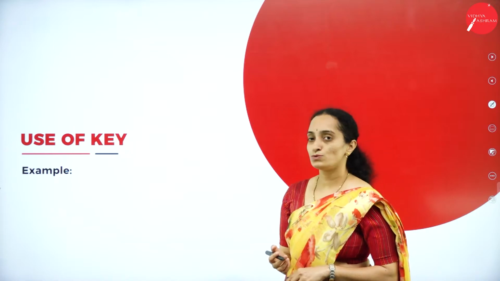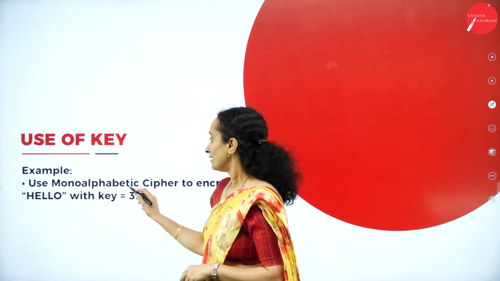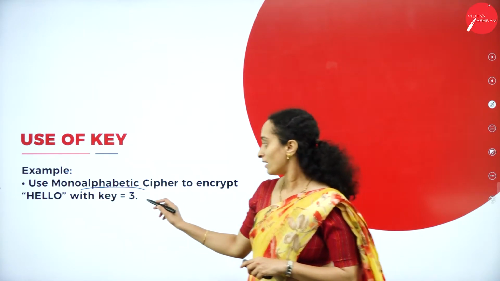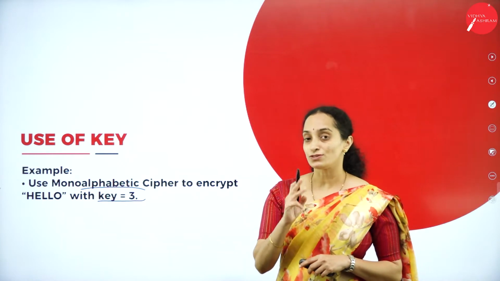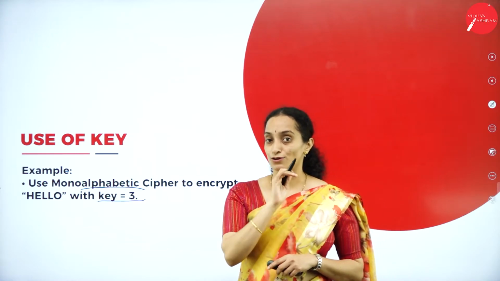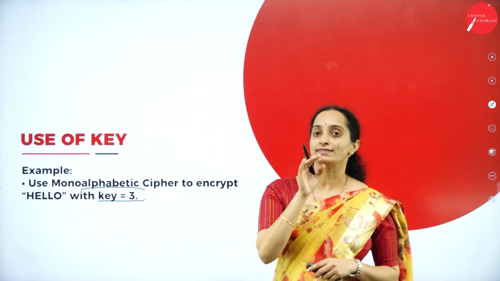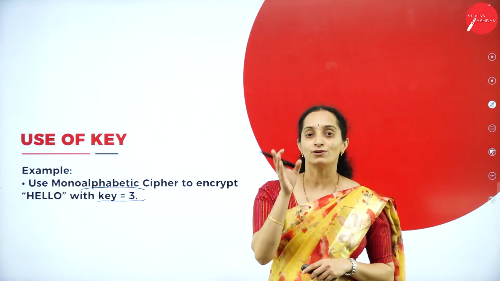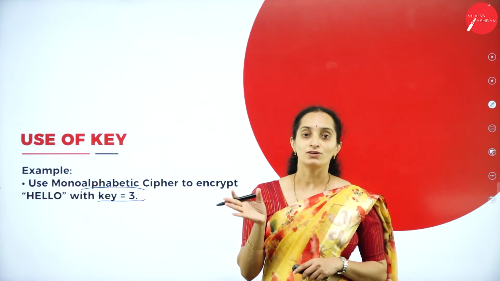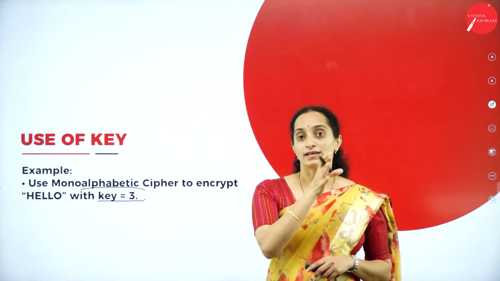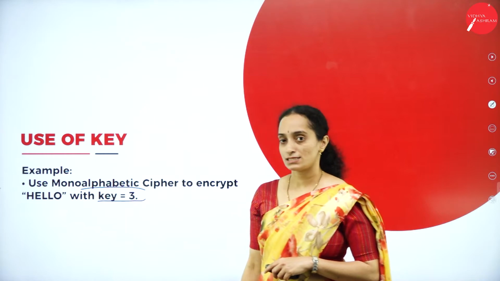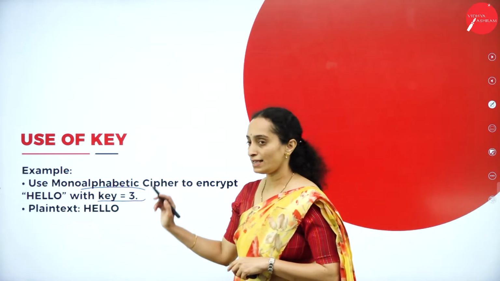What is the use of a key? If you have a monoalphabetic cipher to encrypt the term hello, the key will be 3. That means you need to add 3 to the ASCII value of H, add 3 to the ASCII value of E, again 3 to the ASCII value of L, and 3 to the ASCII value of O. So, this is a monoalphabetic cipher and uses the key 3.